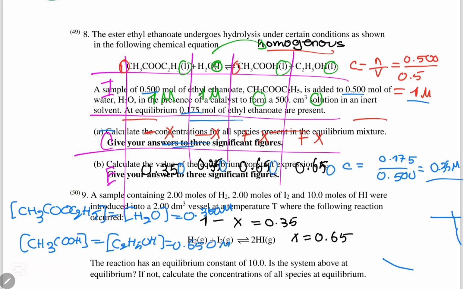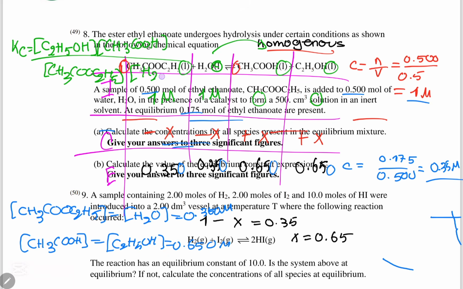Now for part B, they want the value of the equilibrium constant expression. So here, again, because it's homogeneous, we can find the equilibrium constant. So here it's going to be the concentration of C2H5OH to the power of its coefficient times the concentration of CH3COOH, divided by the concentration of the reactants, which is CH3COOC2H5 times the concentration of water. Here, this only works because it's a homogeneous solution, okay?